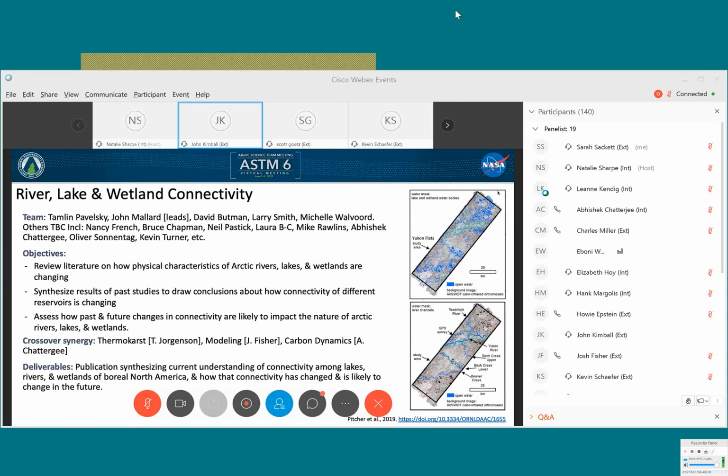And again, these types of synthesis activities will be emphasizing a lot of the recent data collections obtained through the above, and this is just illustrating some of the recent stuff through the AirSWOT campaigns, but there's other data associated with this as well that will be used for this analysis.